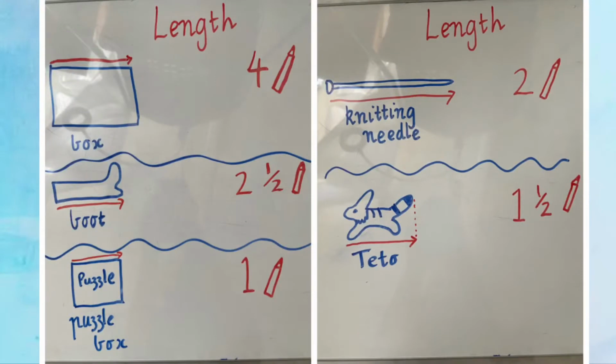Can you see which object comes next in our ordering? Have a look at an object that is a little bit more than 1 pencil long. It might be the knitting needle. That one is 2 pencils long. Can you see any objects that are shorter than 2 pencils long? That's right, Teto is only 1.5 pencils long. That is shorter than 2 pencils long. So Teto comes next.